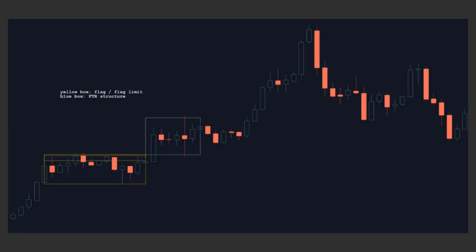This is a daily chart of silver, and what you've done is just identified some market structure here, flag limit and flag in the yellow boxes, and the FTR structure in blue. So it seems like you've understood it quite well. But remember that these terms are just ways of conceptualizing how liquidity moves around the market. And so that should be the focus.